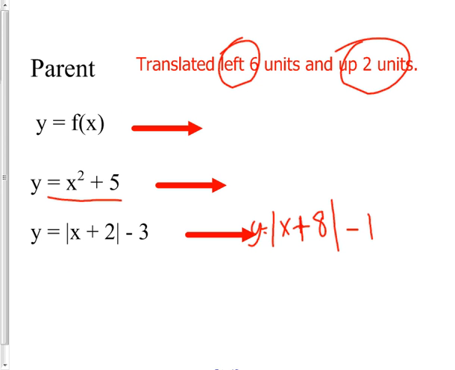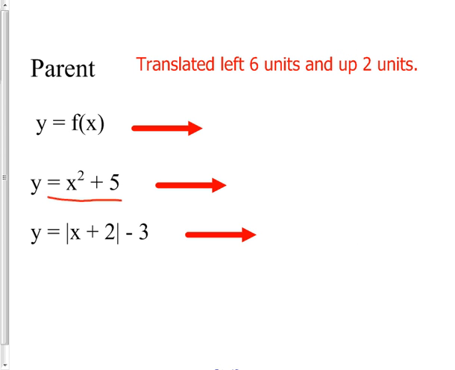This one. If you move something to the left 6 and up 2, it's pretty easy if it's just a plain function, even though it may be weird to have an f of in your answer. It's still f of x, and then I have to move left 6, so plus 6, and up 2, plus 2. You get that one?